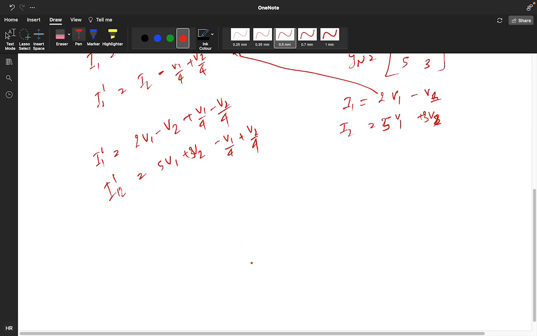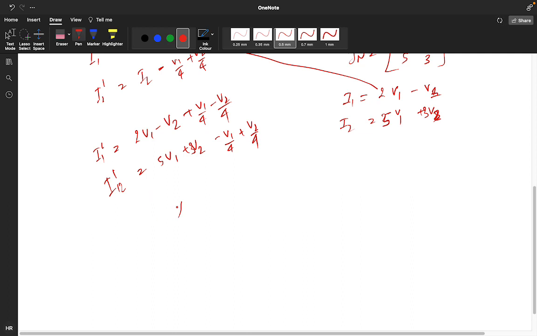Now you have to take the common terms and you get the equation for I1 dash and I2 dash. Take the v1 part: 2 plus 1 by 4 you are getting, right? And what will you get here? Minus 1 by 4, right?